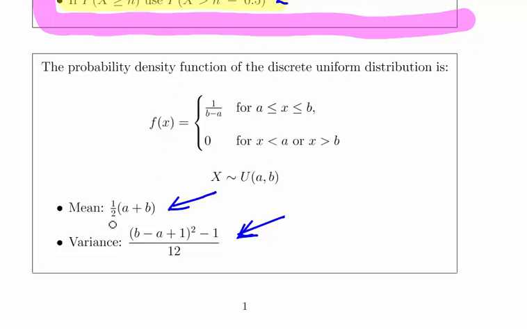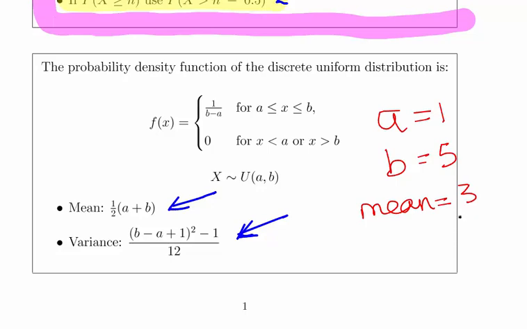So the mean is one half times a plus b. A here is the minimum, and in this case is 1. B here is 5. And so the mean is obviously 3. Okay, mean is 3.